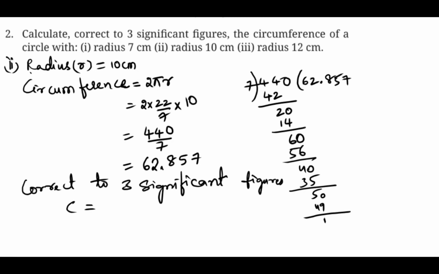C is equal to 62 point. Since you can see that I want to stop at 8, the next digit is 5. If it is 5 or more than 5, we need to add one more to the previous digit, so that will be 9 centimeter.